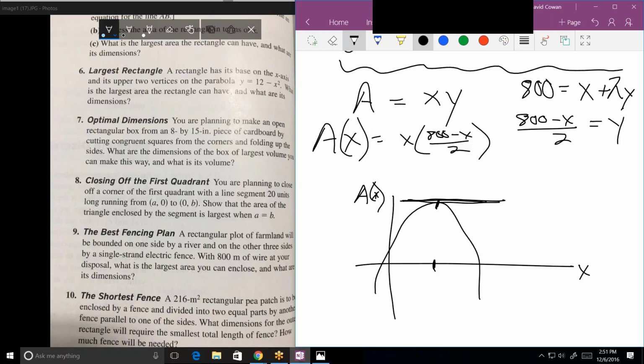So my area function ends up being 800x minus x squared over 2. I guess that's 400x minus x squared over 2. That's our area function. Differentiate that. What do you get? A prime of x equals 400, and then low d high. What's the derivative of that?